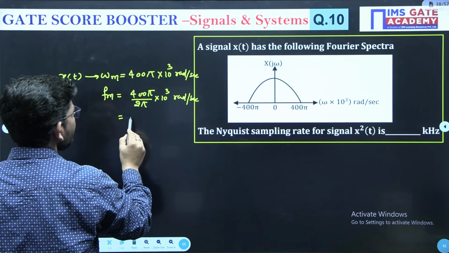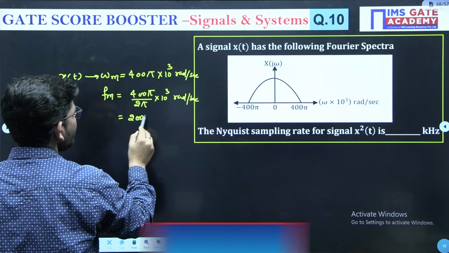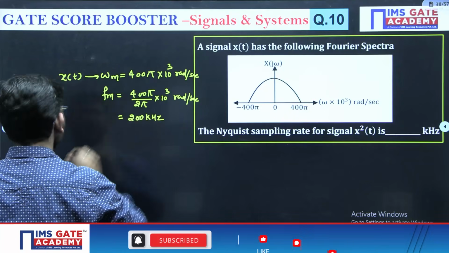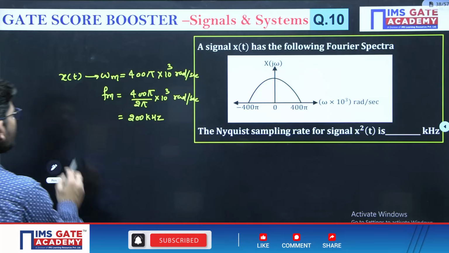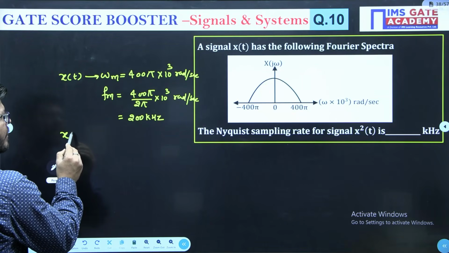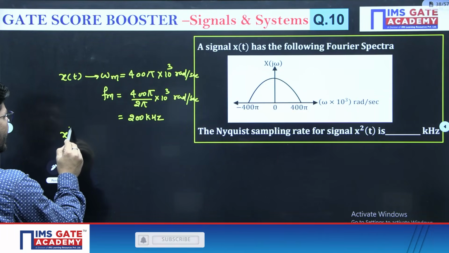So what we will get? We will get 200 kilohertz, right? We will get 200 kilohertz. We have to find the sampling rate of x square t.